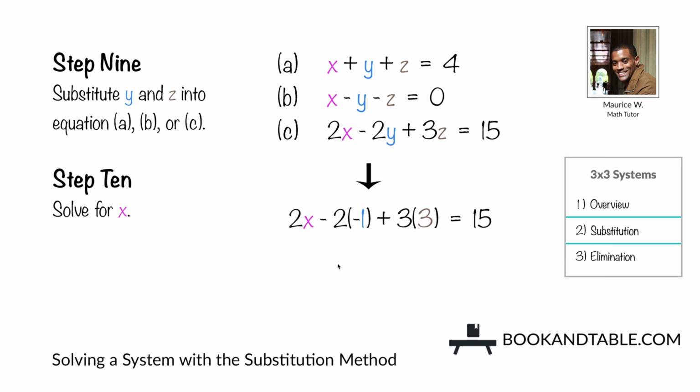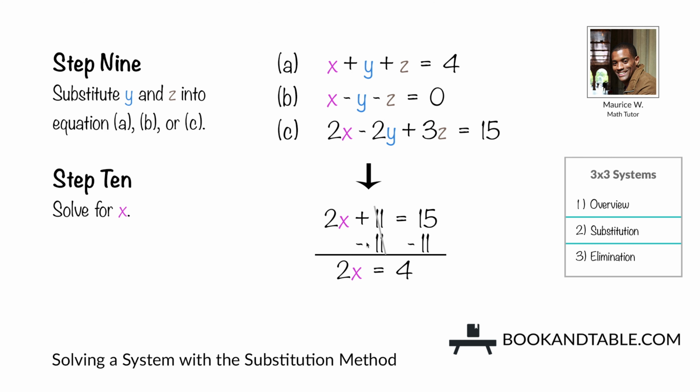Same thing if we plug them into equation C, we would get 2x minus 2 times negative 1, which is positive 2, plus 3 times 3, which is positive 9. 2 plus 9 is equal to 11. So we get 2x plus 11 is equal to 15. And now we want to subtract 11 from both sides, showing us 2x is equal to 15 minus 11, which is 4. And to remove this coefficient of 2, we divide both sides by 2, showing us x is equal to 4 divided by 2, which would be positive 2.